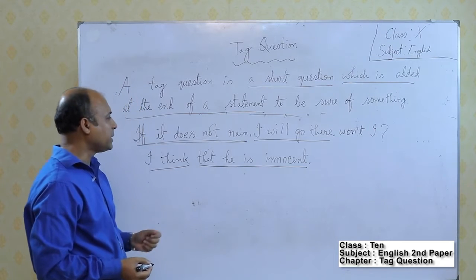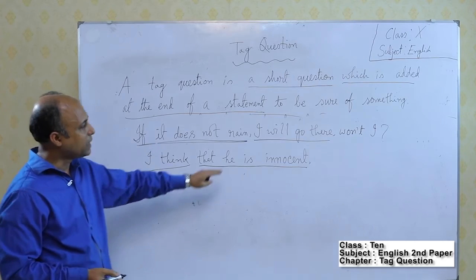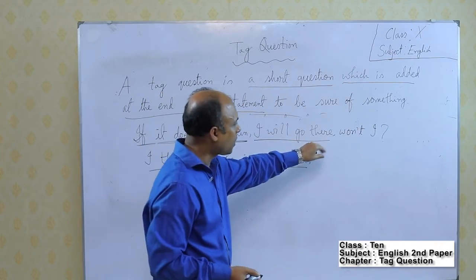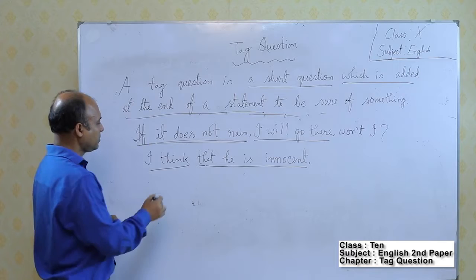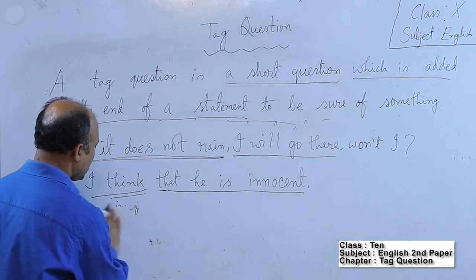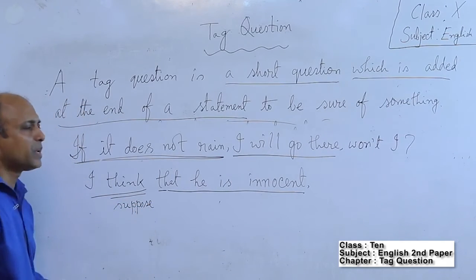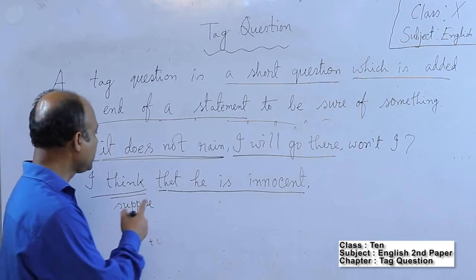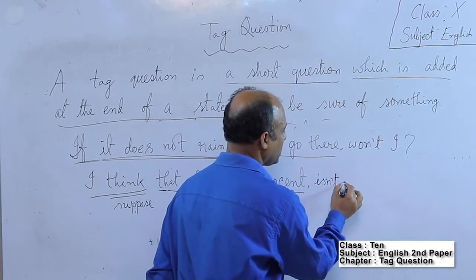In this case, what will be? You see here what we did in earlier cases. We add the tag question at the end of the principal clause. But if there is the verb think or imagine or suppose, etc., then we must add the tag question according to the subordinate clause. I think that he is innocent, isn't he?